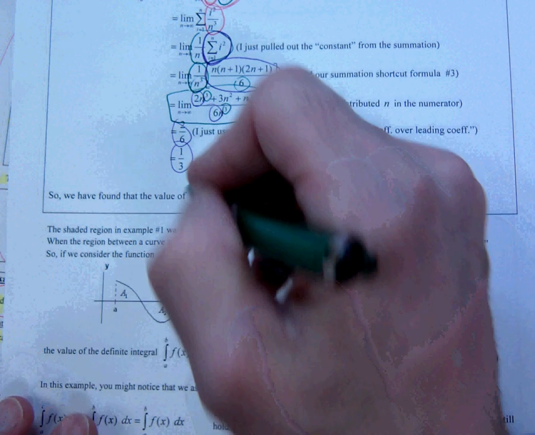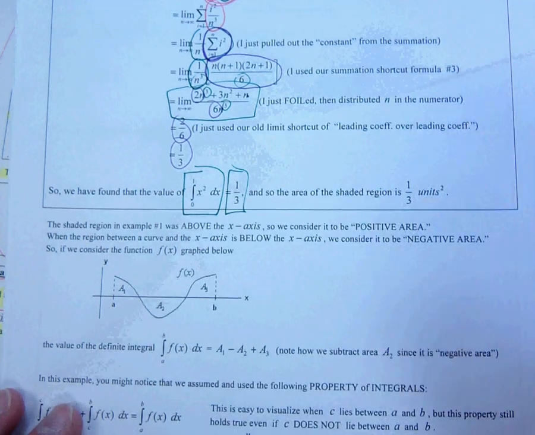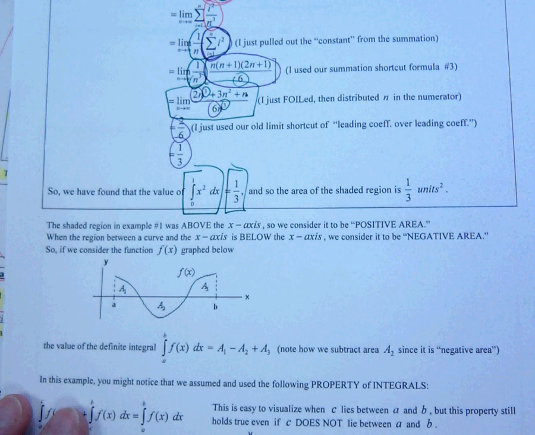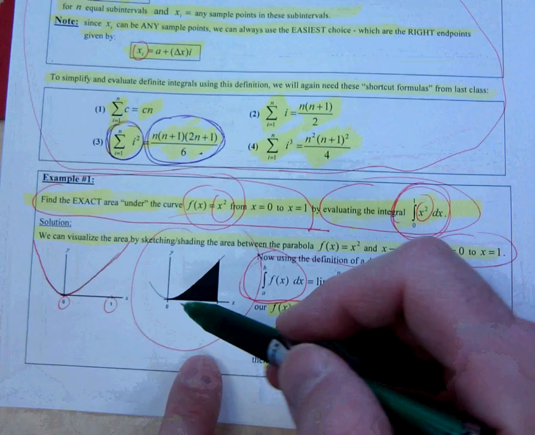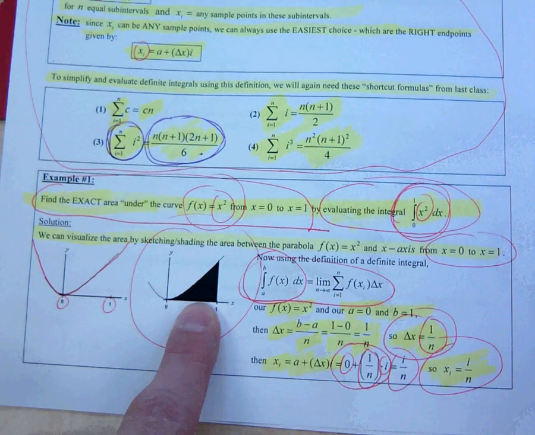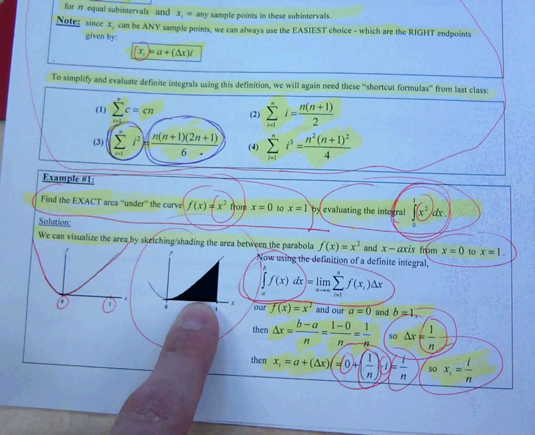So what that means is the value of that definite integral is 1/3, which is also the what? The area under the curve from 0 to 1. So see that area right there, that black area? What's the area of that black shaded region? 1/3 square units. Does that sound reasonable?